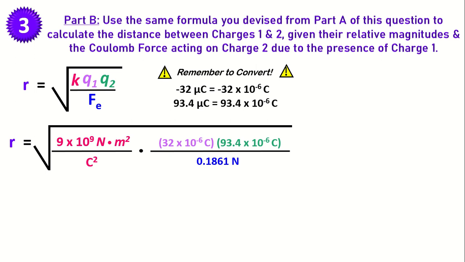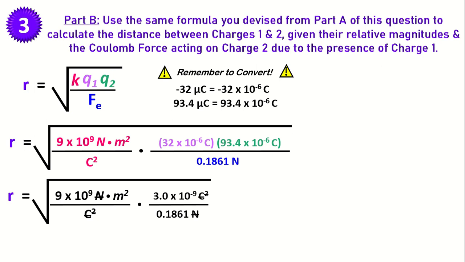You might be wondering why I plugged in 32 times 10 to the minus 6 coulombs as 32 instead of negative 32. And also, for the force, why I plugged in 0.1861 newtons instead of negative 0.1861 newtons. That's because since we're trying to find distance, right? Distance is only a positive value, right? You can't have negative distance, right? So we don't want to have any negatives under the square root. Otherwise, we wouldn't be following the rules of using a square root, where we can't take the square root of a negative number. So we just need to account for that and just use the magnitudes rather than including the directions.